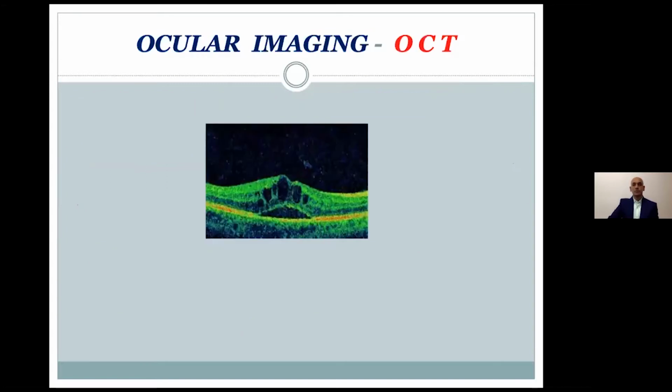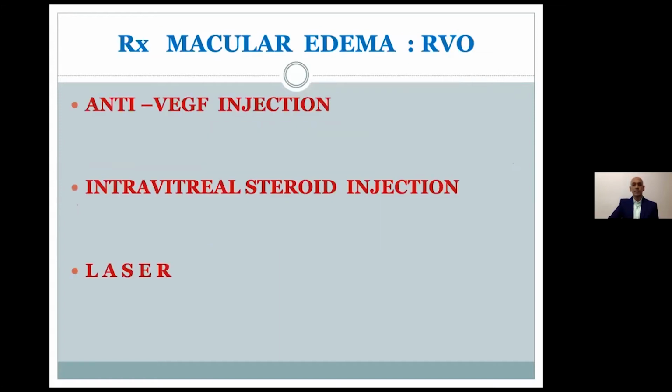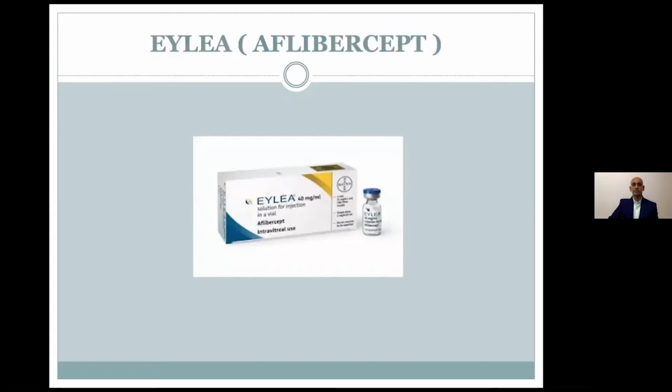This is a picture of an OCT, which most patients will get done, and you can see the macular edema. The options for treatment we have are anti-VEGF injections, intravitreal steroids, and also laser, but laser of late has been used less. Eylea, aflibercept, is one of the anti-VEGFs, a unique molecule, small in size. Also, it blocks both platelet-derived growth factor as well as vascular endothelial growth factors.